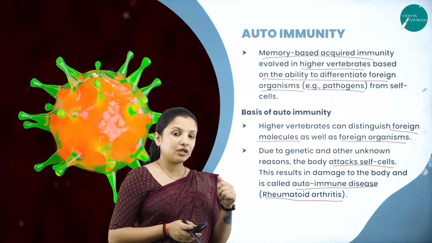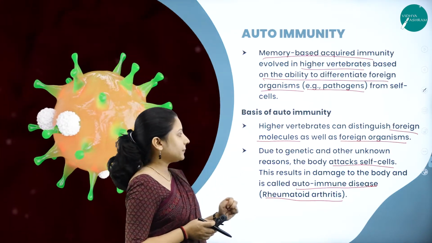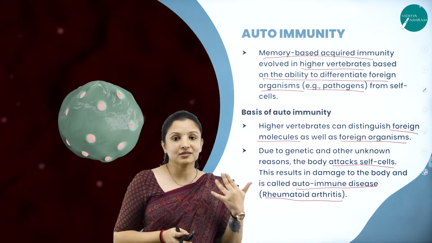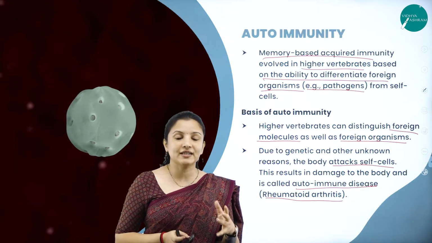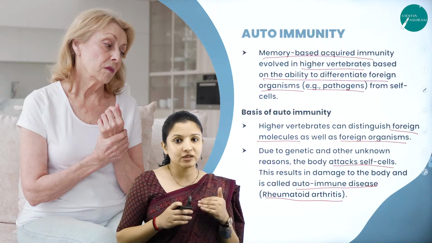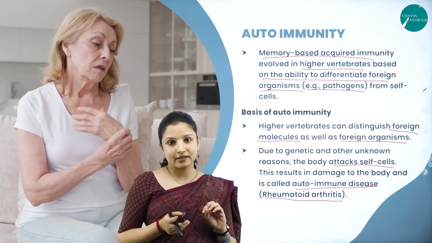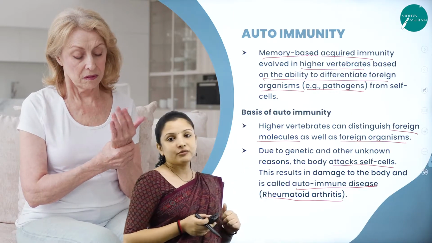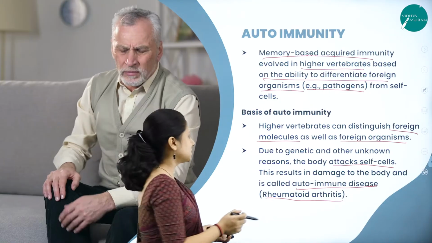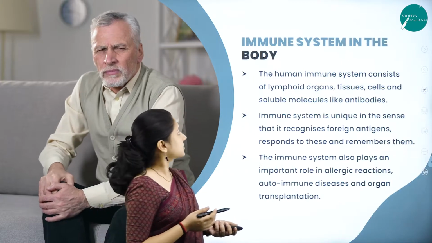But autoimmunity can also lead to a disease called rheumatoid arthritis. In such a condition, which is a genetic disorder, the immune cells start to produce antibodies against the body's own cells. It thinks those cells are foreign bodies, and it starts attacking them. That is when the autoimmune disease starts in the affected person, and one of the best examples of autoimmune disease is rheumatoid arthritis.